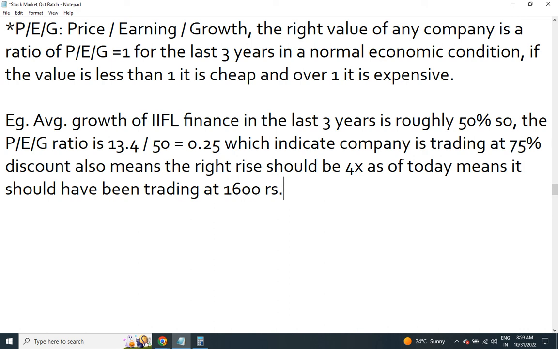It's not just this, there are other things also. If you want to buy a mobile, you will not buy just because the camera is good. You look at other things also. But this is a very important thing to note. The company is growing by 50%, but the P/E ratio is only 13.4. If the PEG ratio is 1, it means that's the right price. So if the share price of IIFL Finance was 1600 rupees, then the PEG ratio would have been 1. And you are buying this company at 400 rupees only. That means you are buying this company at a deep discount.